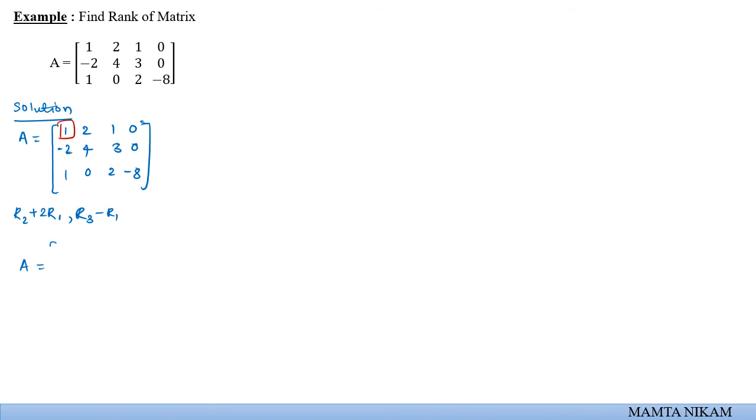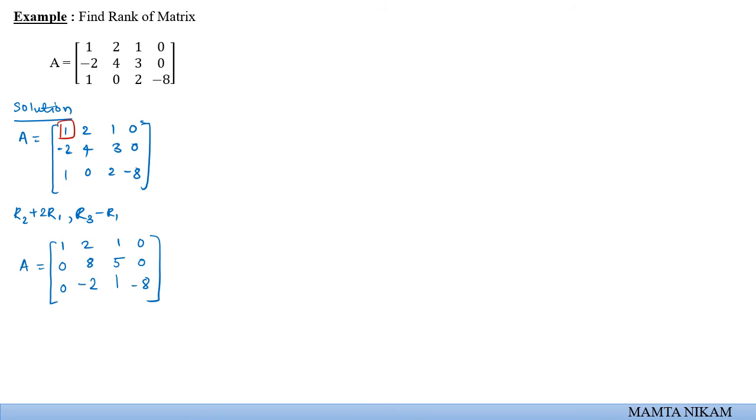Then A will be: first row as it is, 1 2 1 0. Then -2 plus 2 is 0, 4 plus 4 is 8, then 3 plus 2 is 5, and 0 plus 0 is 0. Third row: 1 minus 1 is 0, 0 minus 2 is -2, then 2 minus 1 is 1, and -8 minus 0 is -8. So this is the row transformation.